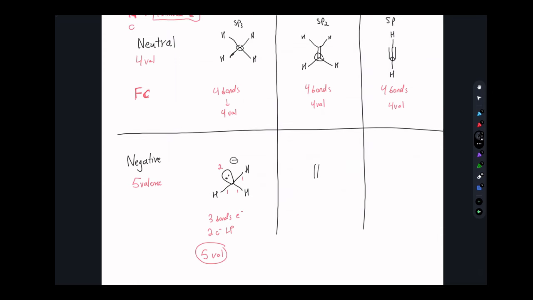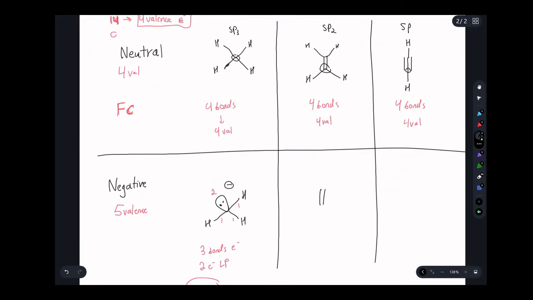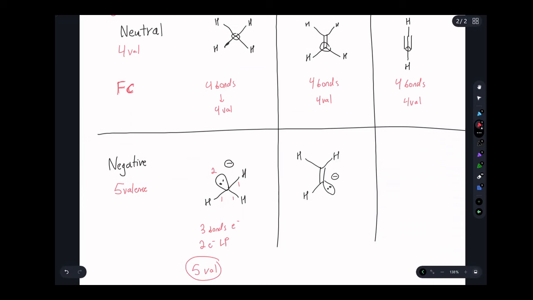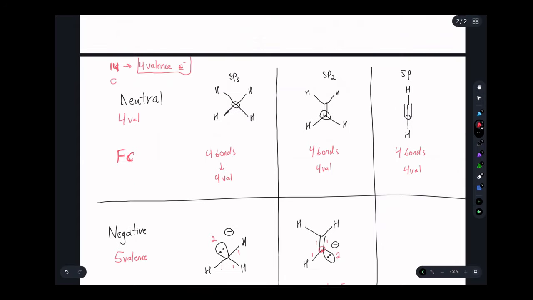If we take a look here, I can draw the same molecule, but replace one of these hydrogens for a lone pair. This will give that atom a negative charge, and let's break down why. We have 1, 2, 3 bonds that give 1 electron each, as well as the 2 electrons of the lone pair on this atom. Once again, that's going to give us 5 valence electrons and a negative charge, as remember that carbon wants 4.